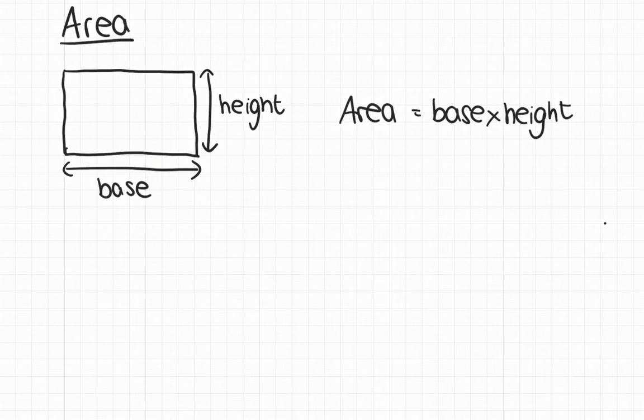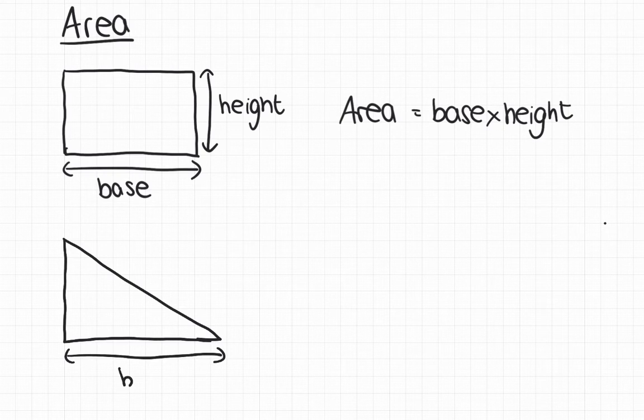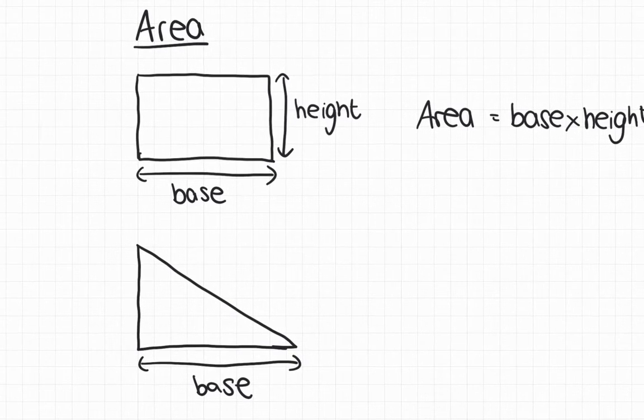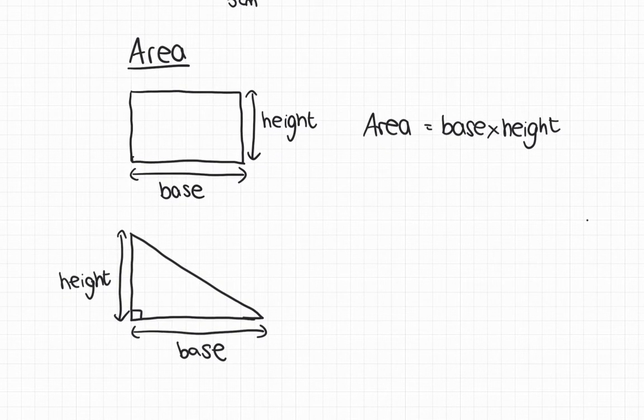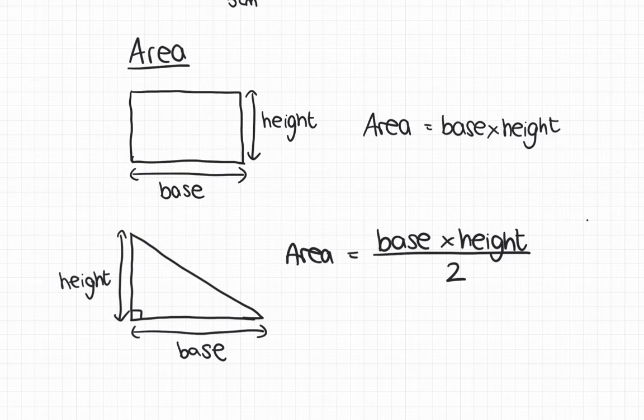Similarly, if we want to do the area of a triangle, if I have a triangle, if this length is the base and this is at right angles, so the base and the height are at right angles to each other, they're perpendicular. So the area of that shape is equal to the base times the height divided by 2. So if it's a triangle you're working out, you do base times height divided by 2.